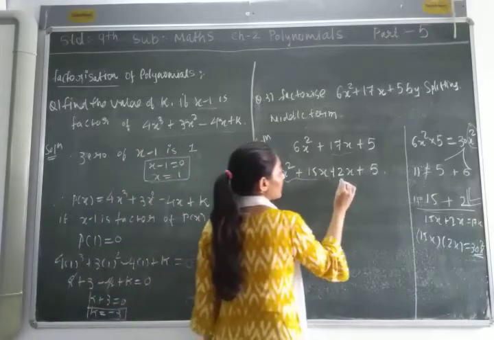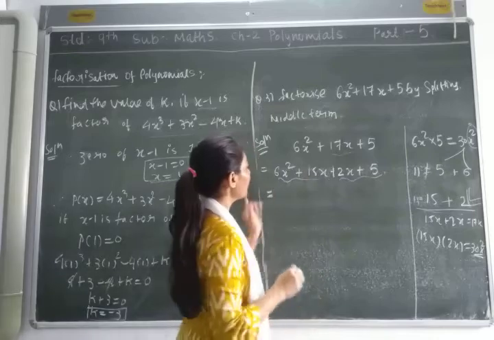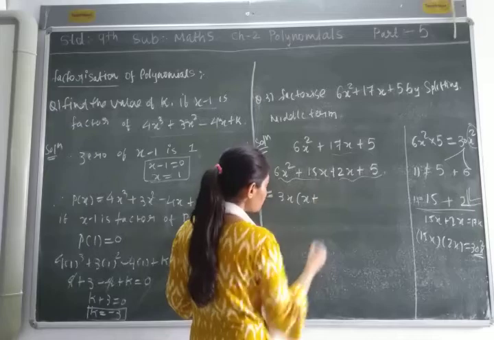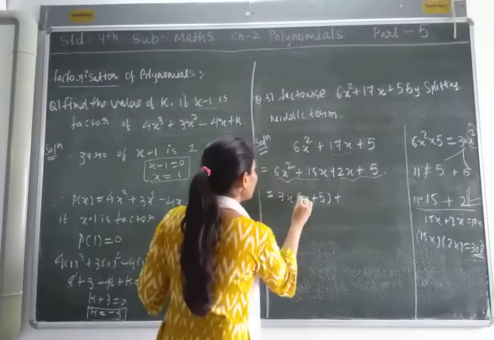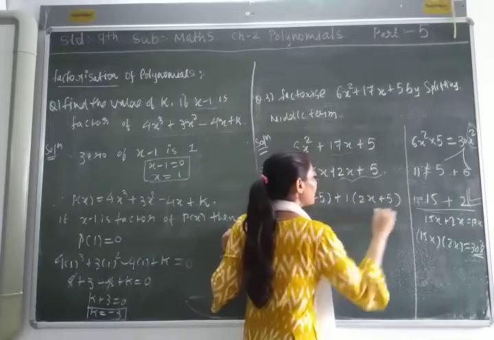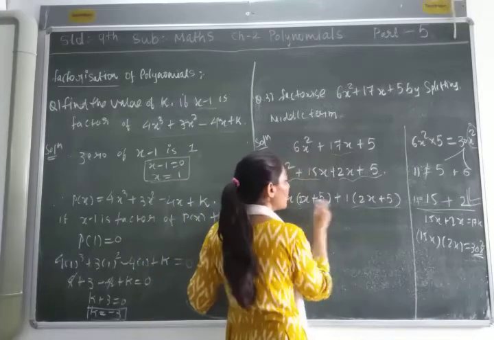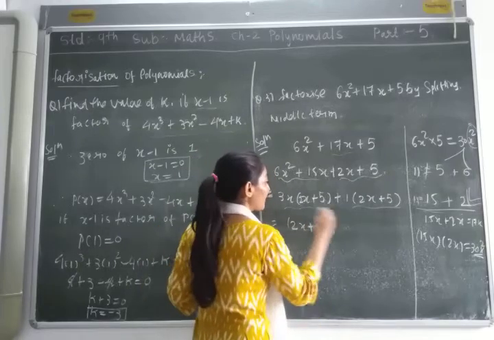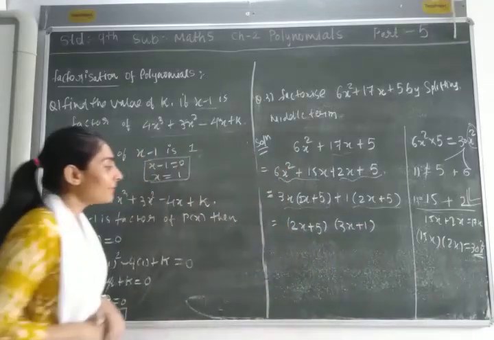So now just grouping. What is the common thing over here? Maybe 3x. What is left is x plus 5. Now what is the common over here? 2x. 1. 2x plus 5. Now these are my two terms. What is the common part? 2x plus 5. So I am taking it out. What is left is 3x plus 1.